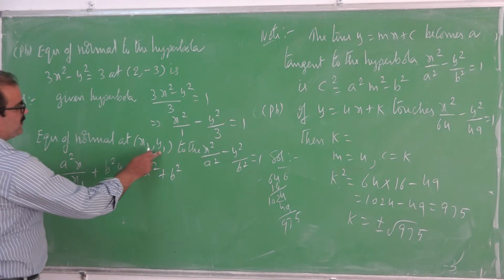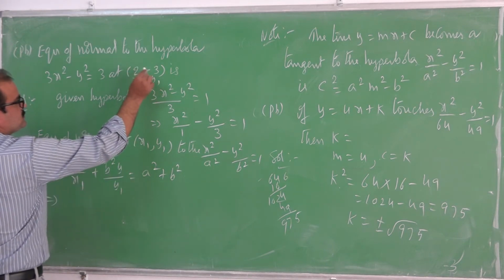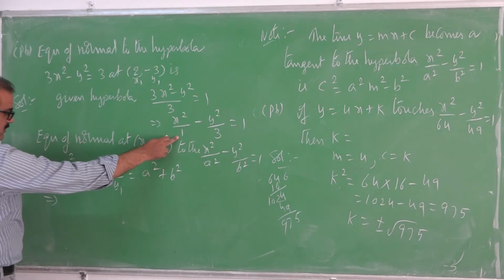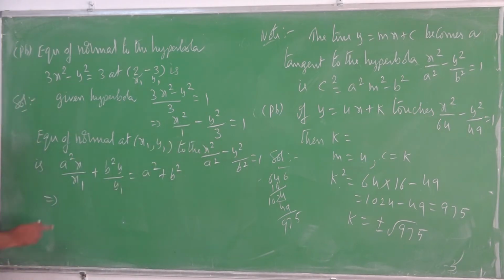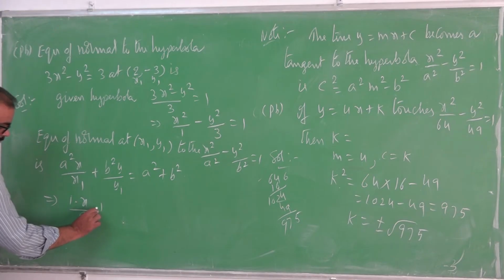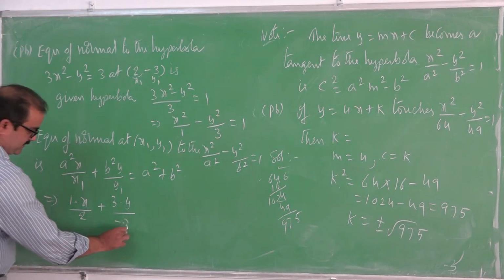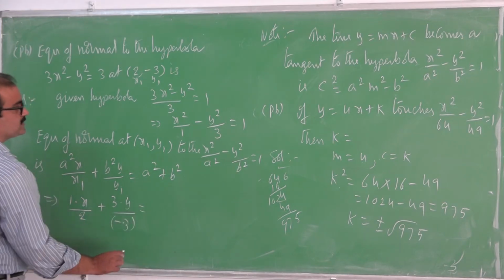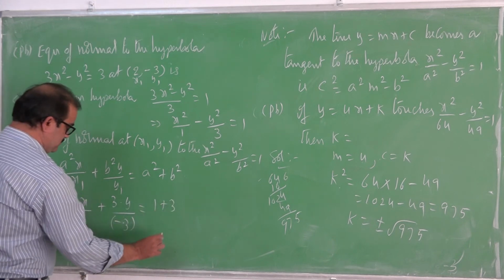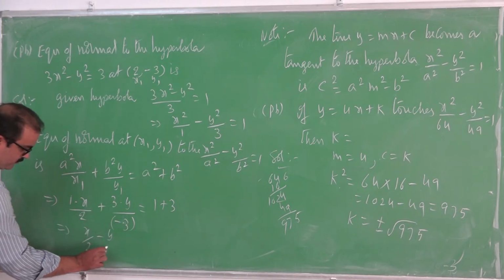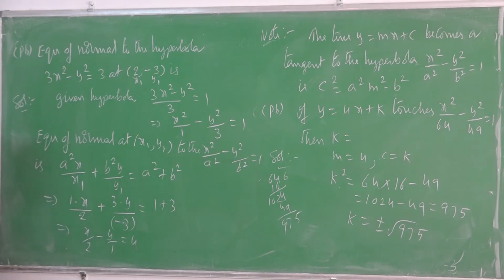What is the point x1, y1 given here? x1 is 2, y1 is minus 3. What is a square from the hyperbola? 1. What is b square? 3. Substitute the values. A square 1 into x by x1, x1 is 2, plus b square 3 into y by y1, minus 3, is equal to a square plus b square, 1 plus 3. x by 2, 3 cancel, minus y by 1 is equal to 4.